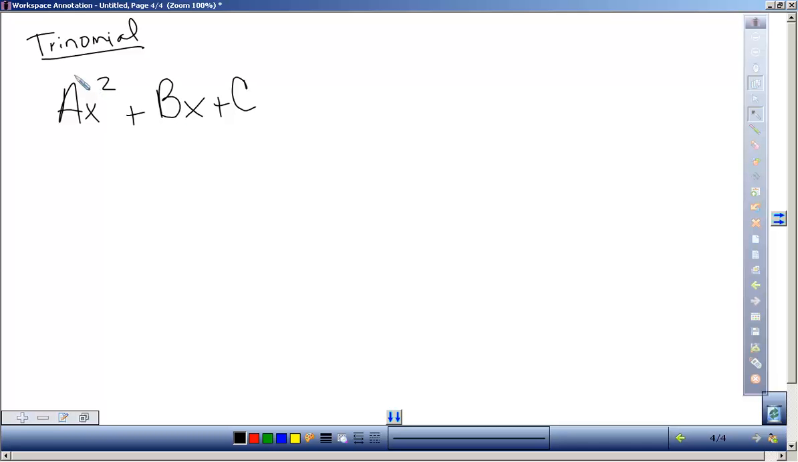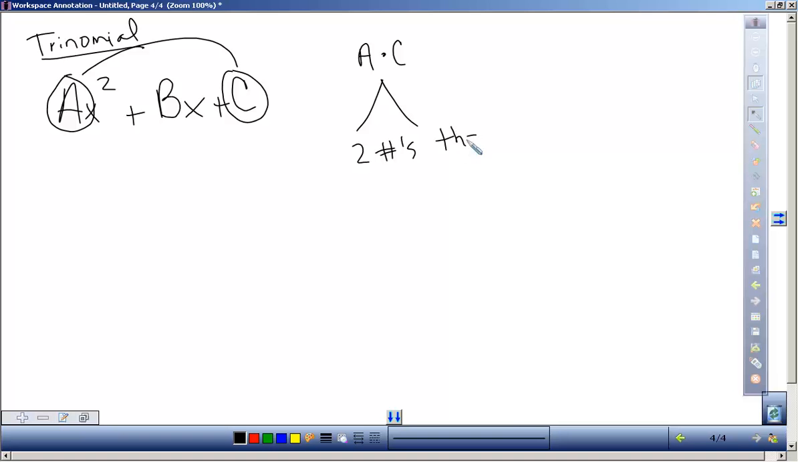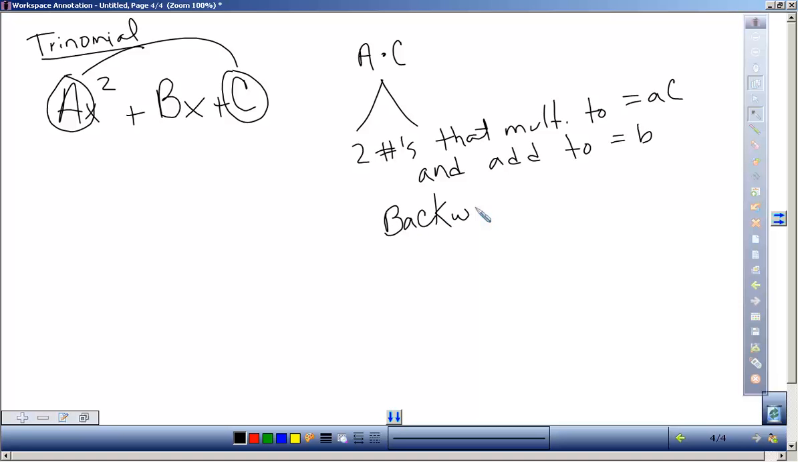All right, so what that means I want to do here is that before I start trying to pick two numbers, I'm going to have to multiply A times C. That's the first thing I want to do. Once I've multiplied A times C, then I'm going to look for two numbers that multiply to equal AC, and add to equal B. All right? And then after that, I'm actually going to have to use a backward box to help me get factored. So let's take a look at these.